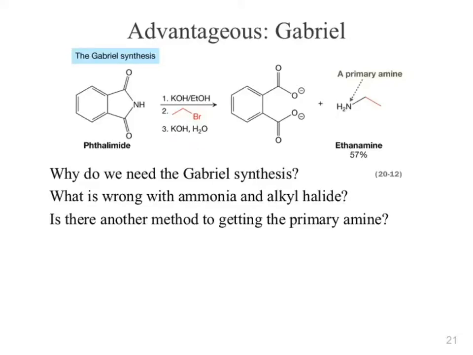Here are all the questions that we could ask about it. Why do we need it? We don't have a good way of making primary amines. Gabriel sets this up for us. The ammonia and the alkyl halide, that's the one we just went through. What was the problem with it? It made a whole bunch of other products because the nitrogen can continue to act as a nucleophile. Is there another way? This is a harder question. Is there another way of getting the primary amine without going through ammonia and an alkyl halide? That is a challenging question.